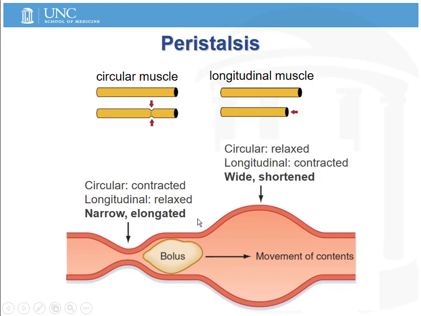In front of the bolus, inhibitory pathways are activated in the circular smooth muscle, relaxing it, and excitatory neuronal input contracts the longitudinal smooth muscle. This widens and shortens the segment of the small intestine, preparing it to receive the bolus. Normally, peristaltic contractions travel only a few centimeters before dying out because the bolus moves, and so that stimulus is gone.